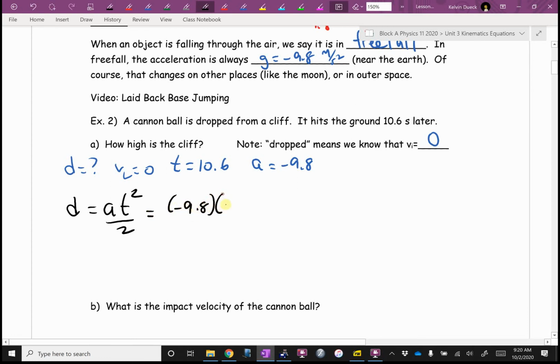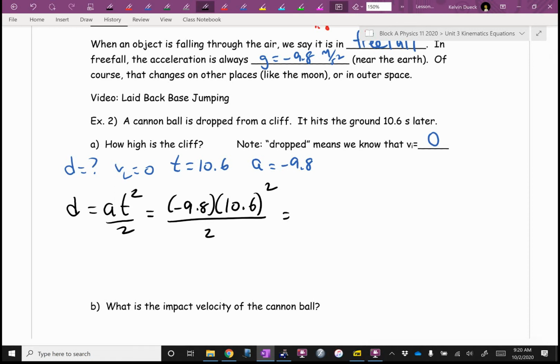Negative 9.8, 10.6 squared, all over 2. If you're standing by a cliff and there's nobody down below and it's safe to drop rocks, the shortcut is time it, square the time times 10 divided by 2. And that'll roughly get you how high the cliff is.